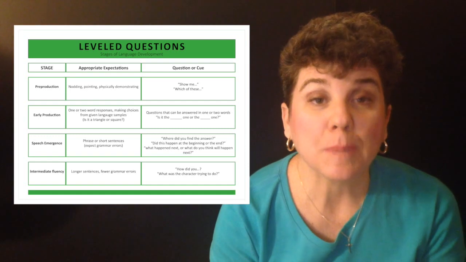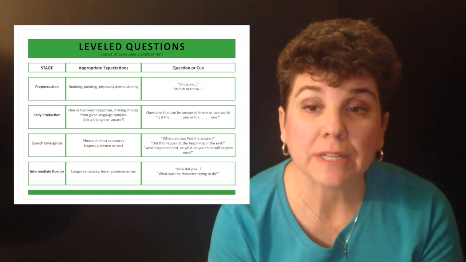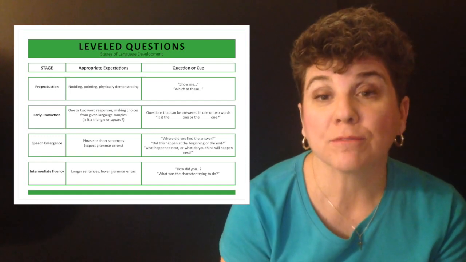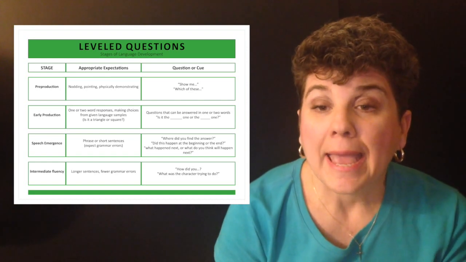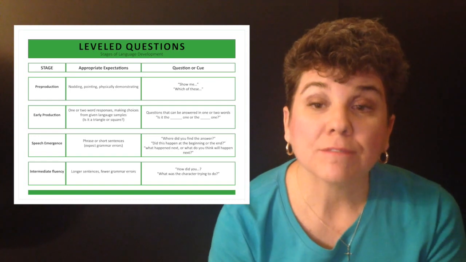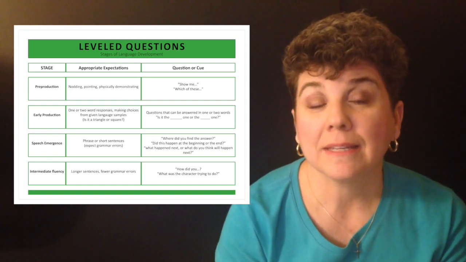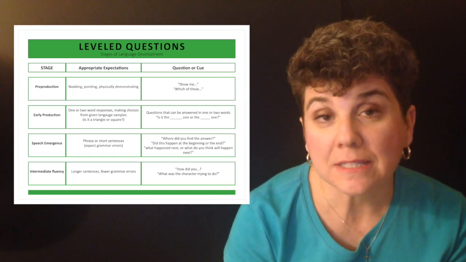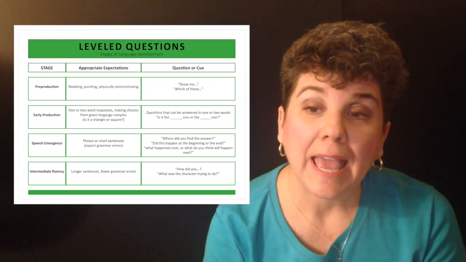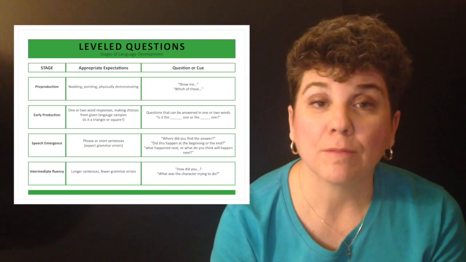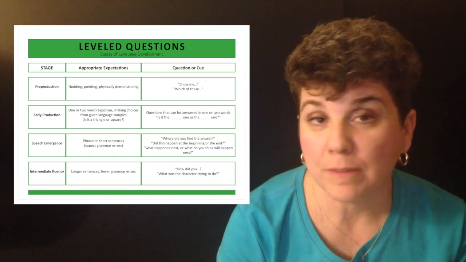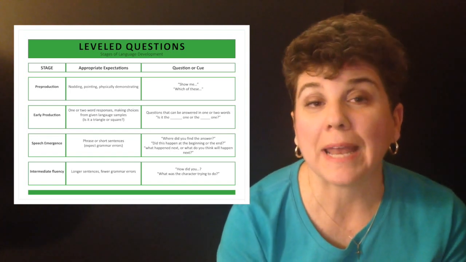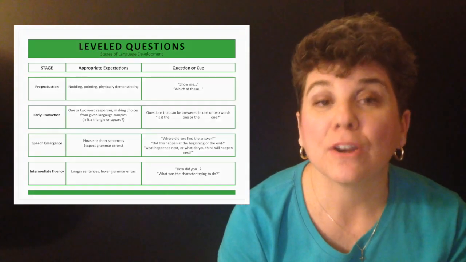You have the speech emergence category next, where you can expect phrases or short answers, possibly grammar errors. And then we have the intermediate fluency stage, where you can expect longer sentences, fewer grammar errors, and you'll ask questions that expect the complete sentence. How did I solve the problem? Or for a reading lesson, you might ask about the character in the story and what might happen next.